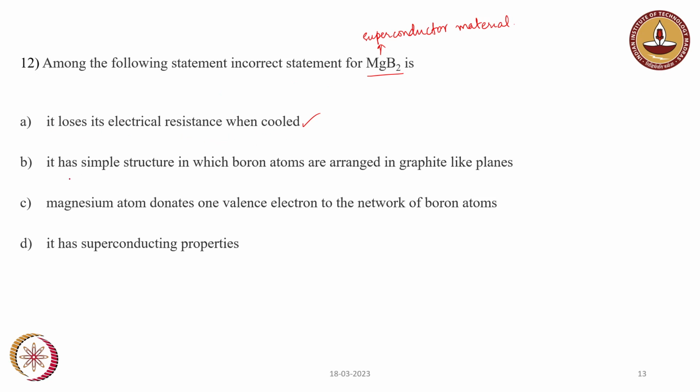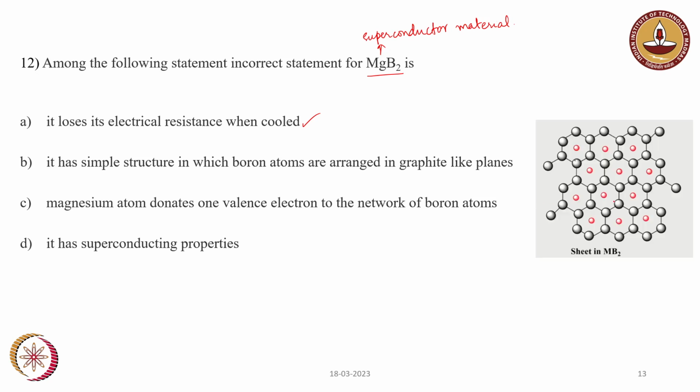And option B, it has a simple structure in which boron atoms are arranged in graphite-like planes. So the statement is true. Boron atoms are in graphite-like planes, and in the next layer, magnesium atoms are present. So the structure is given here. This hexagonal structure has the graphene-like layer formed by boron atoms, and the red ones are magnesium.